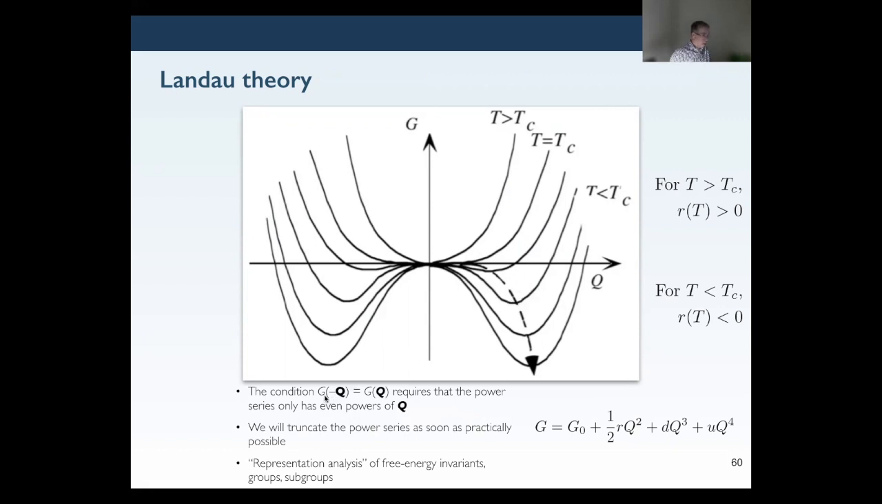The condition that the free energy of minus Q is the same as Q means that it's symmetric with regards to Q. And it also requires that the power series can only contain even powers of Q. This means that we're left with a power series that can still go on a very long way, but we tend to truncate the power series as soon as practically possible. And that truncation will lead to assumptions.